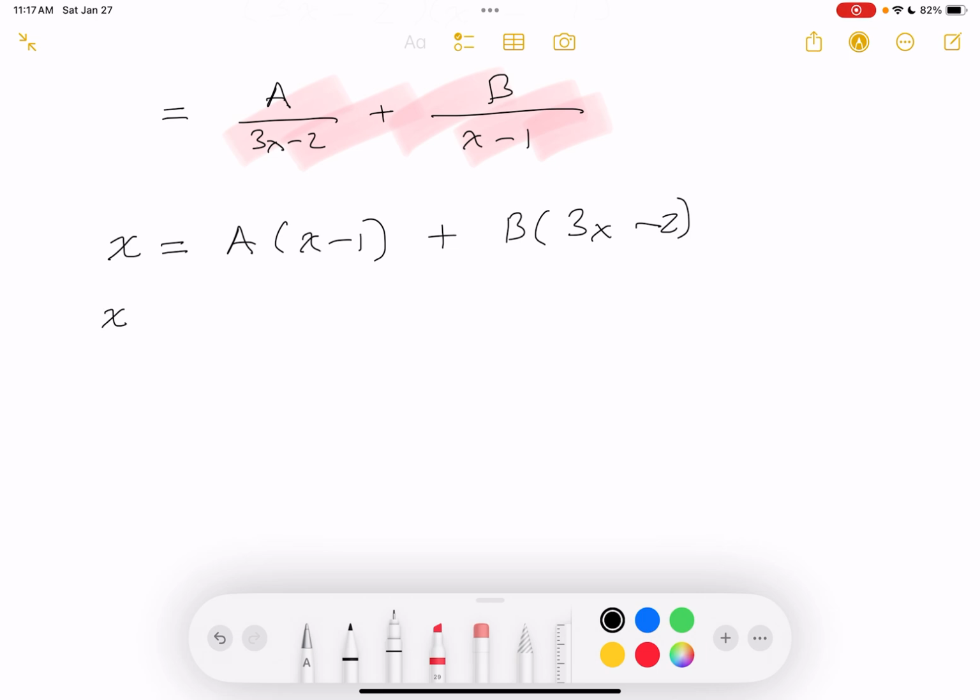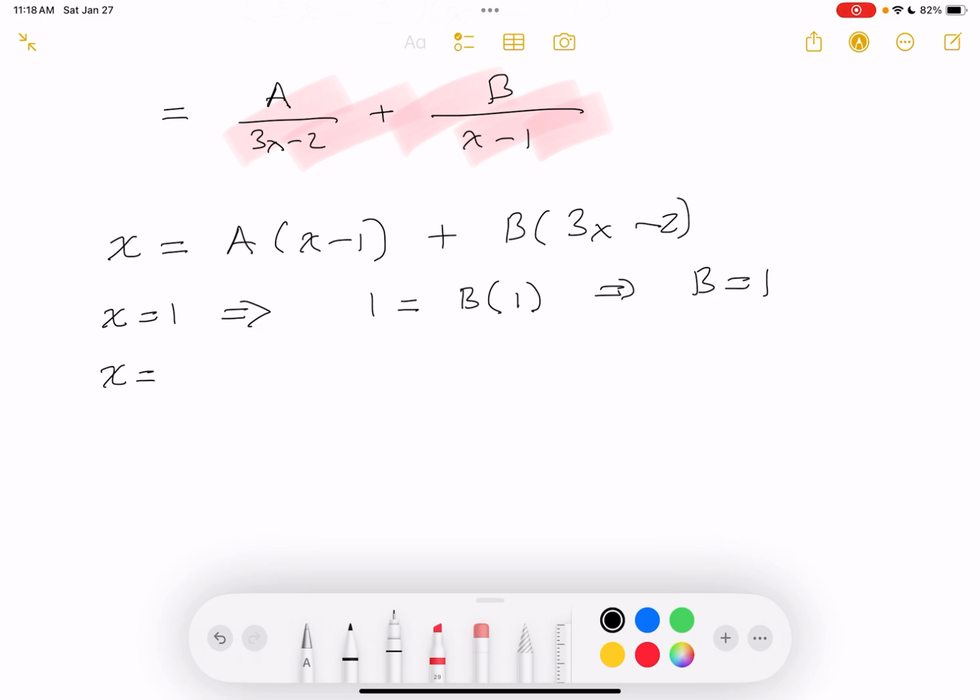I'm going to select an easy number, like x equals 1. What would you get? Left side would be 1. What's the right side going to be? Well, the a would disappear because if x is 1, 1 minus 1 is 0. 0 times a is 0. Then you get b. And then you get 3 minus 2, which is 1. So this tells me b equals 1. You can pick another easy number.